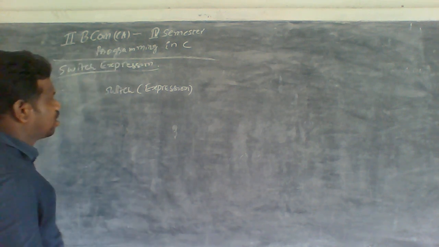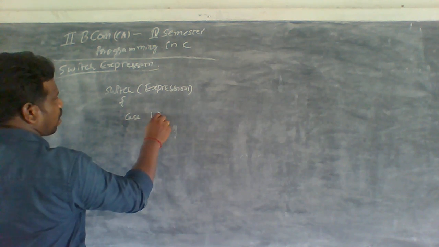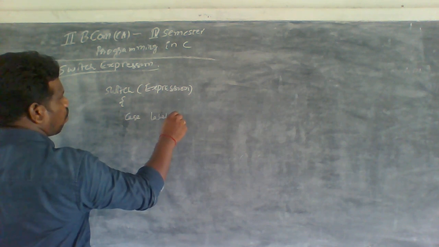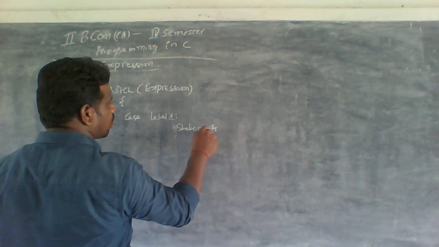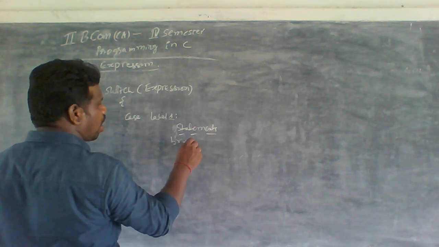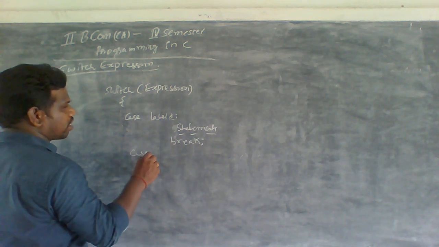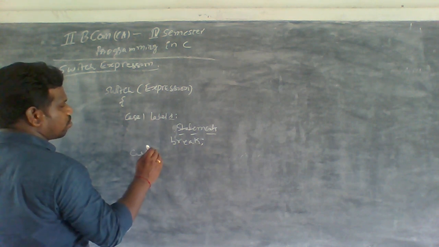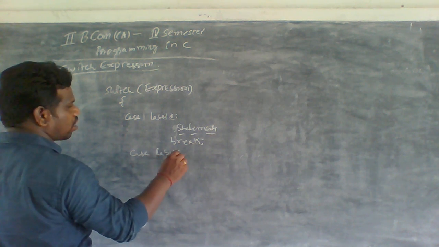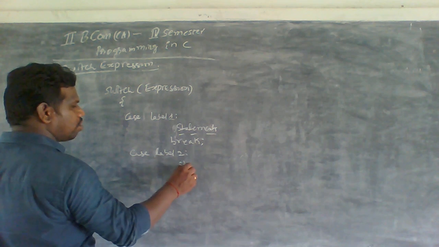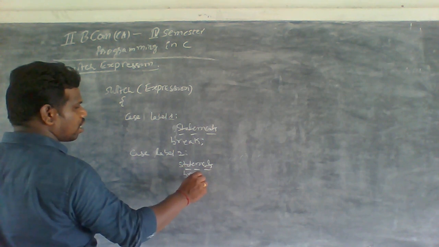Let us see: open the curly brace. We write case label 1 colon, and then write the statements, and you have to write a break statement to stop the case. Then we use another case, case label 2 colon, with its statements, and we write break here.